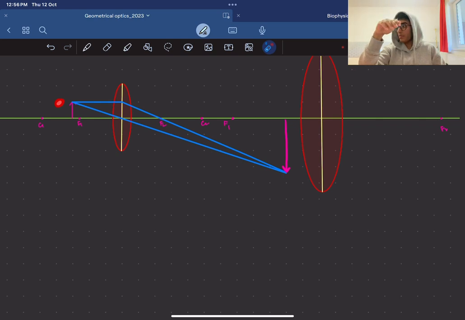So, if you were to take a candle, like there, and then place a convex lens, and then place a screen over here, you can see the flame on the screen, if you've never seen it.